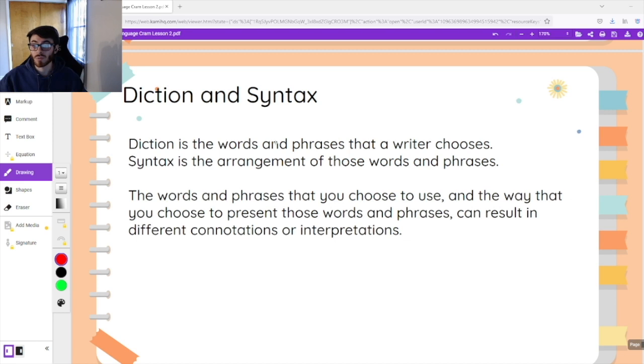Diction is word choice. It's the words and phrases that a writer chooses in their writing. It's the words that they choose to use instead of other words, right? And syntax is the arrangement of those words and phrases. It's the way that sentences are structured, things like that. Now, why does this matter? Well, the words and phrases that you choose to use and the way that you choose to present those words and phrases can result in different connotations or interpretations, right? If you choose different words over words that may have the same literal meaning, it can create a different effect.